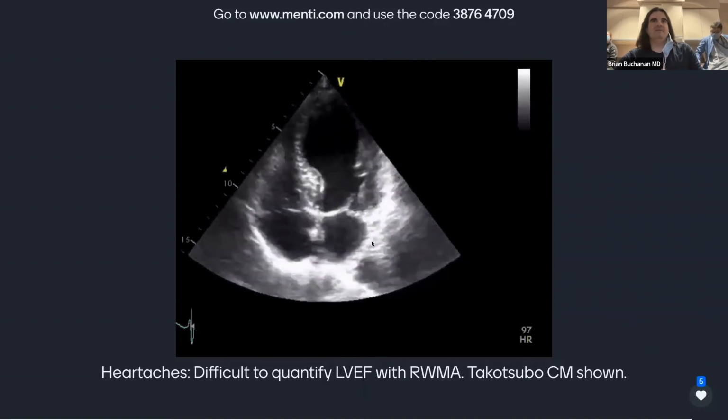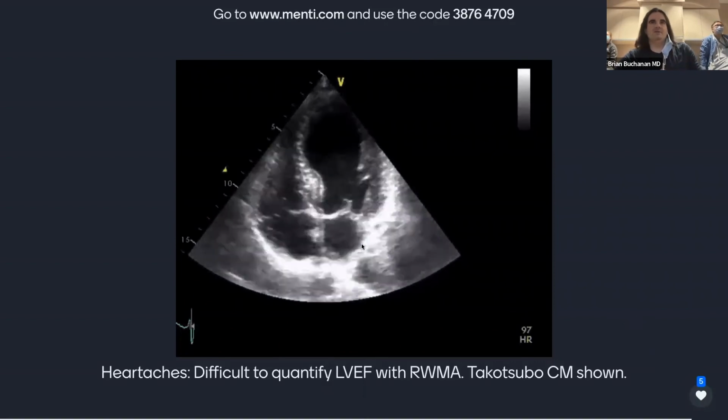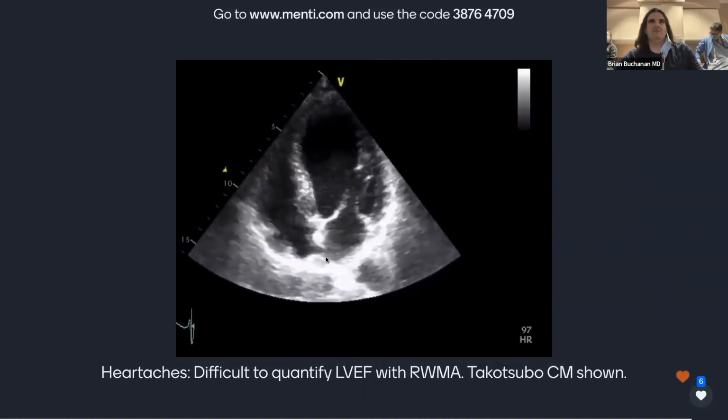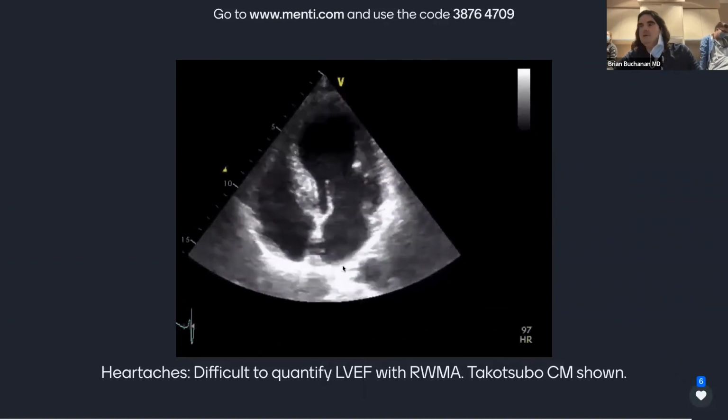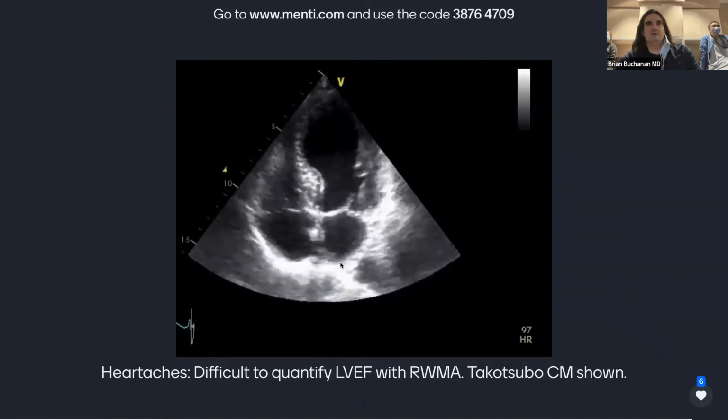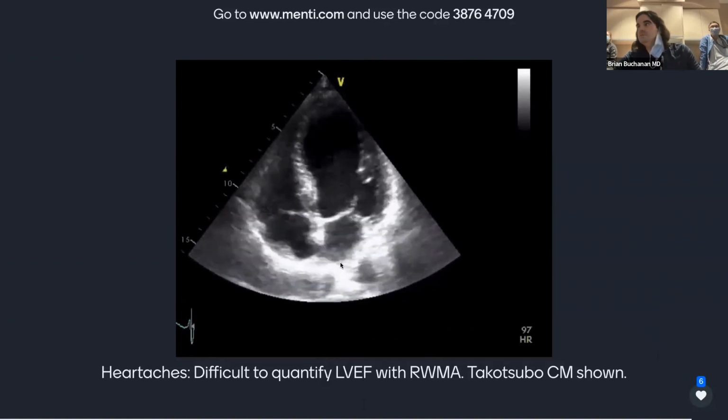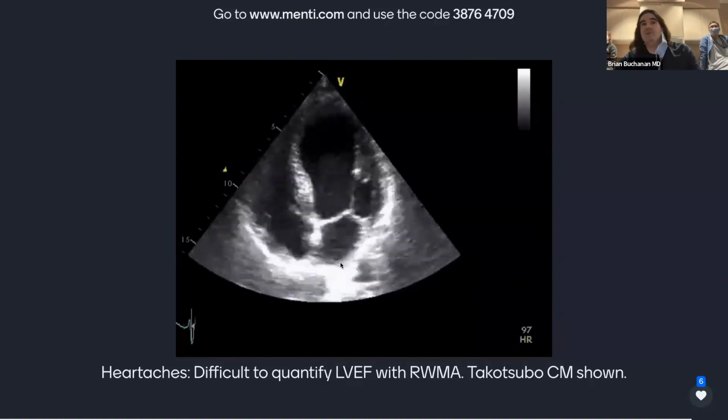For extra points, if you give this patient a crap ton of epi and norepi, what's the risk that could happen? Yes, LV outflow obstruction.